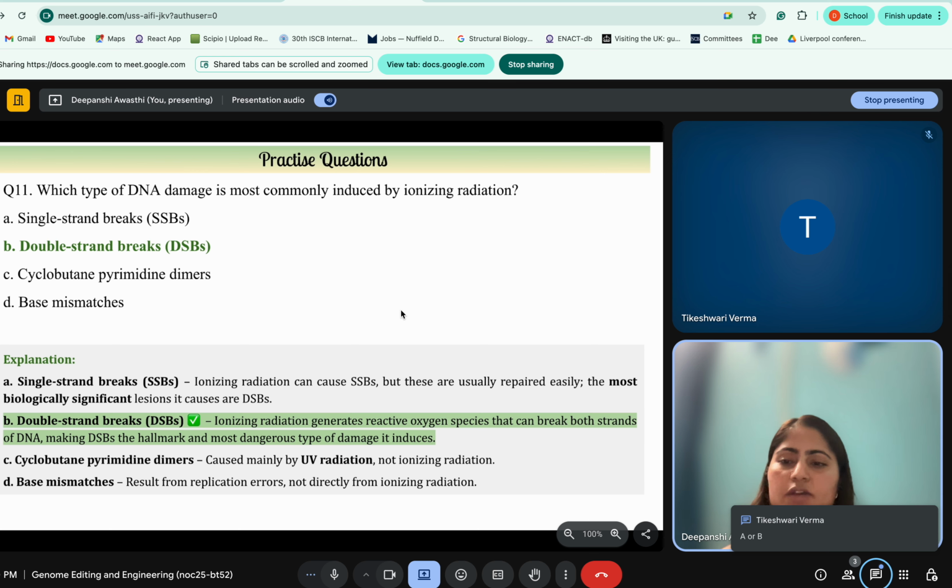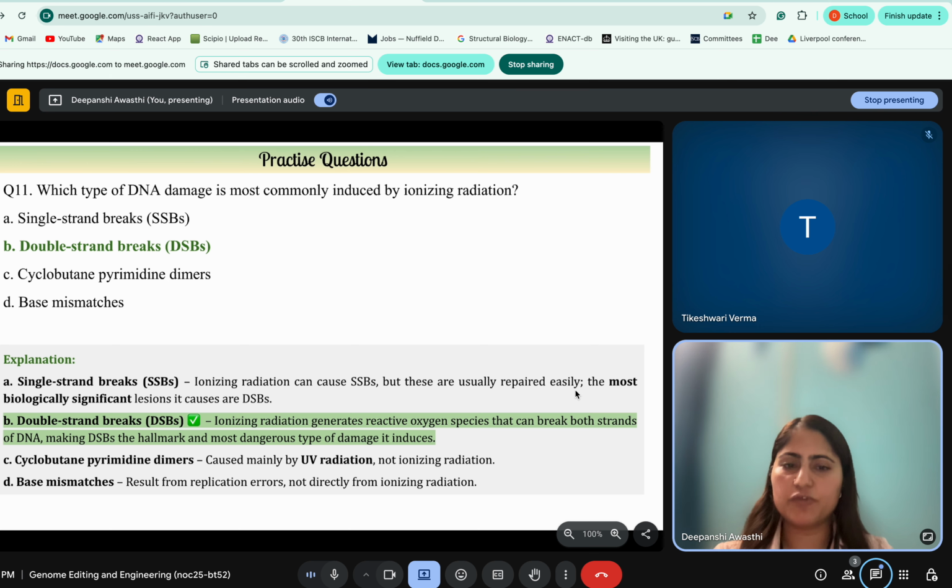Okay, now let's see. The right answer is option B, but you are right that ionizing radiations can also lead to single strand breaks. But these single strand breaks are repaired more frequently and easily. So the most significantly observed DNA damage by ionizing radiation is double strand breaks, because ionizing radiation generates reactive oxygen species, which can break both the strands of DNA, and due to this, double strand breaks are more frequently observed, and they are also dangerous.